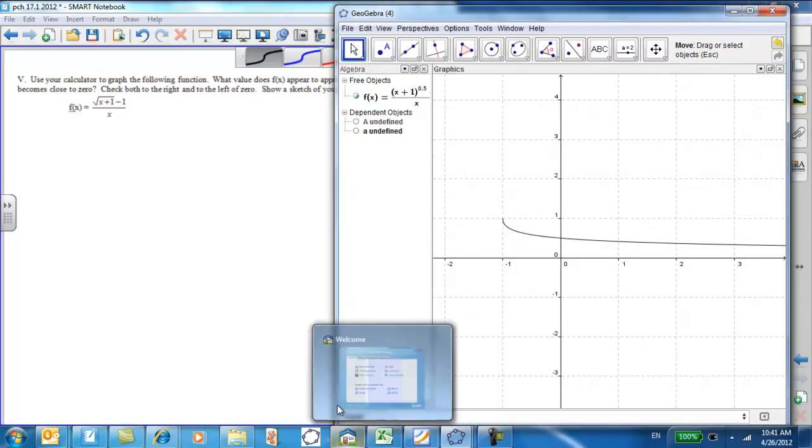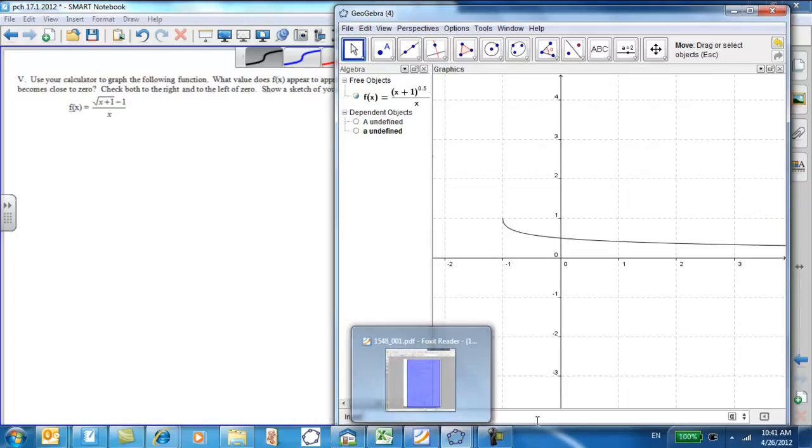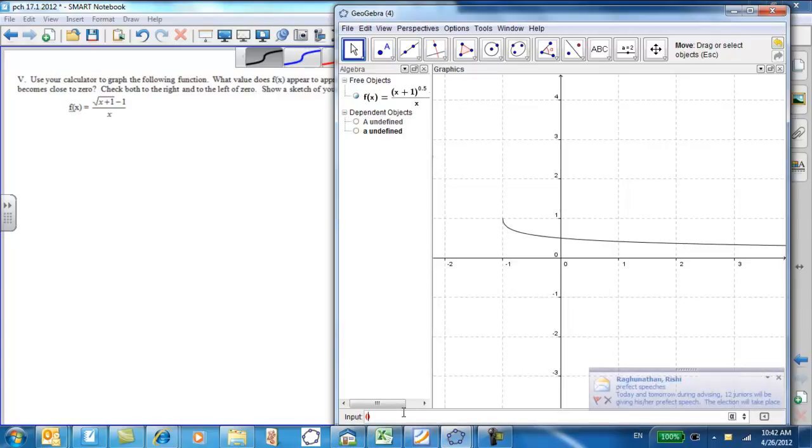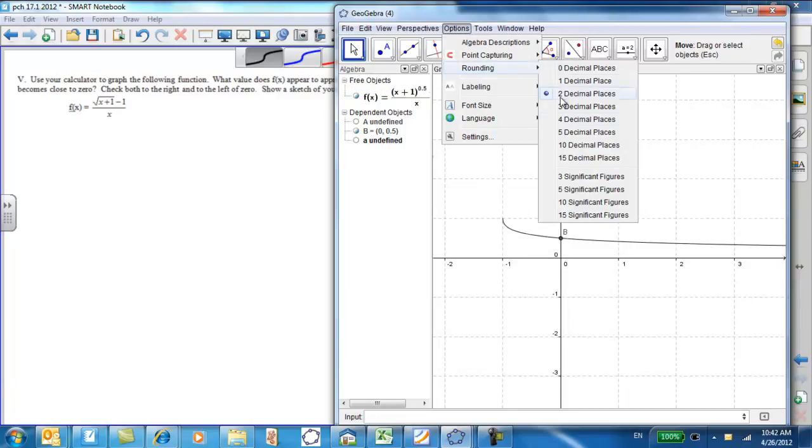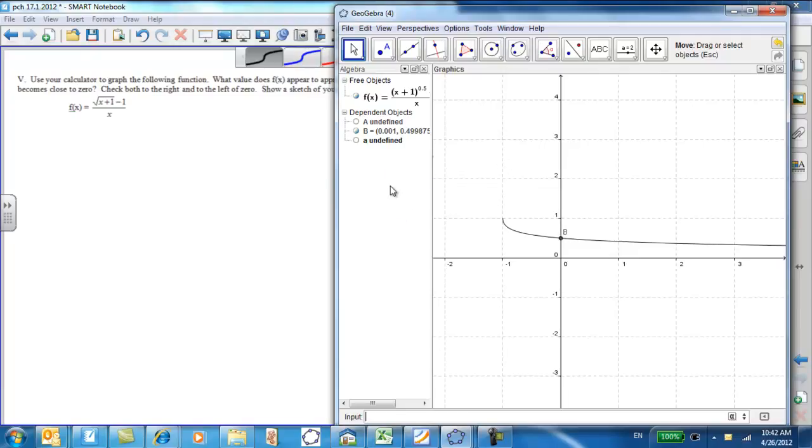Let's see what happens at something close to 0, like 0.001, comma, f of 0.001. And we get this point B. And again, let's crank up our options here to get a lot more decimal places. There we go. And it looks like 0.4999.